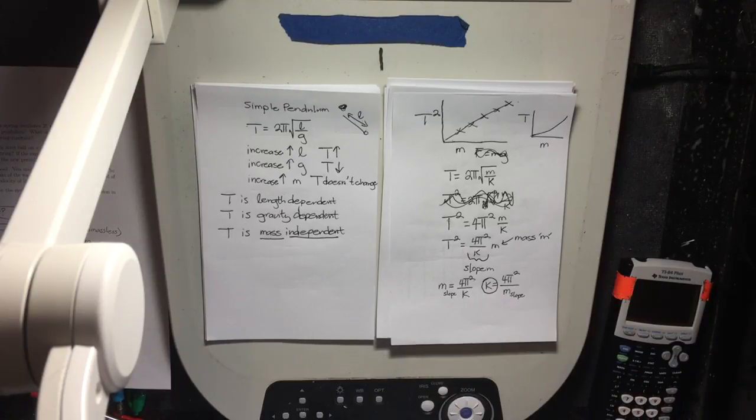So if you change the length of the pendulum, you're going to change the period. If you change the gravity that the pendulum is experiencing, you're going to change the period. However, you could have a mouse at the end of the string, you could have an elephant at the end of the string. The mass is irrelevant. You're going to get the same period.